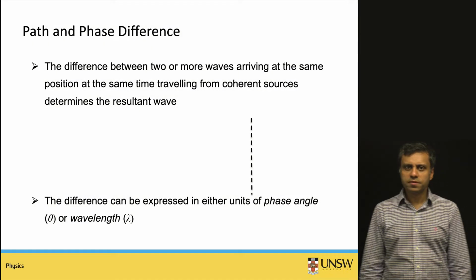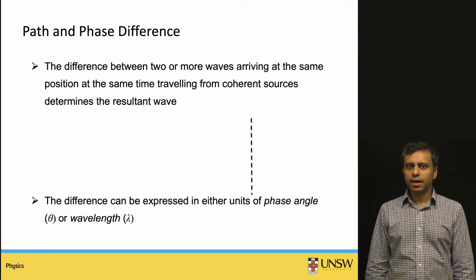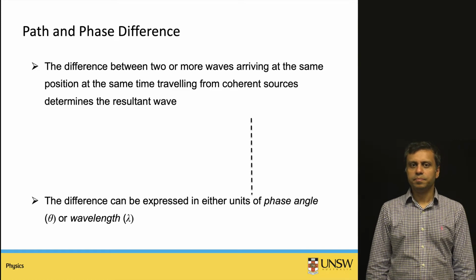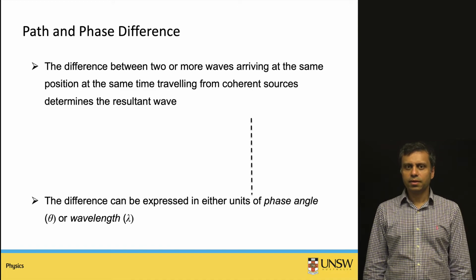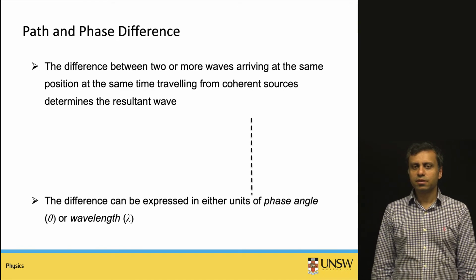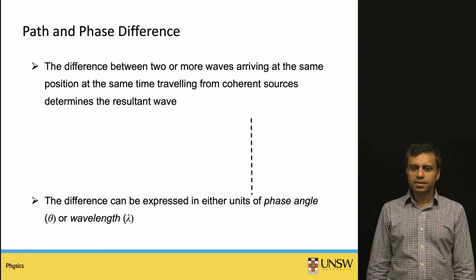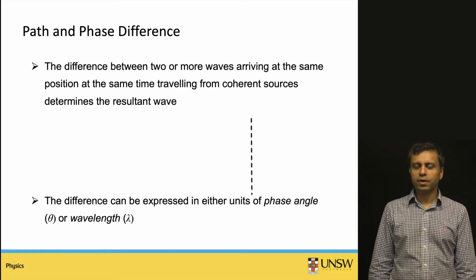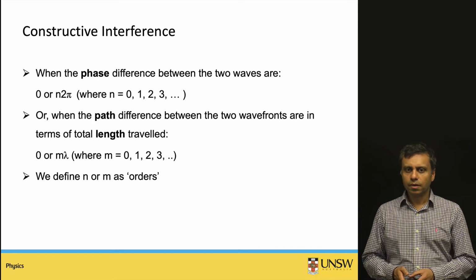Suppose two waves from some coherent sources are coming and meeting at a certain position x at some point t in time. Then the resultant will depend on either their phase difference or the path difference basically between the two. So the difference can be expressed in either units of the phase angle theta or the wavelength lambda. Let us look into this in more detail.